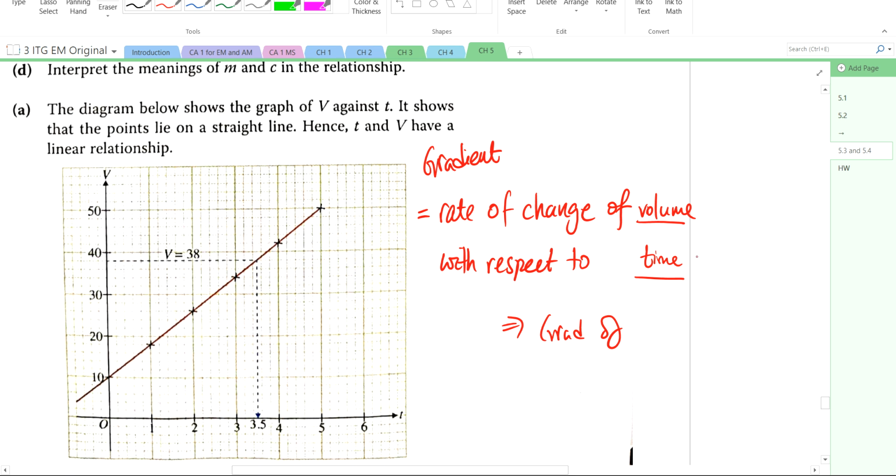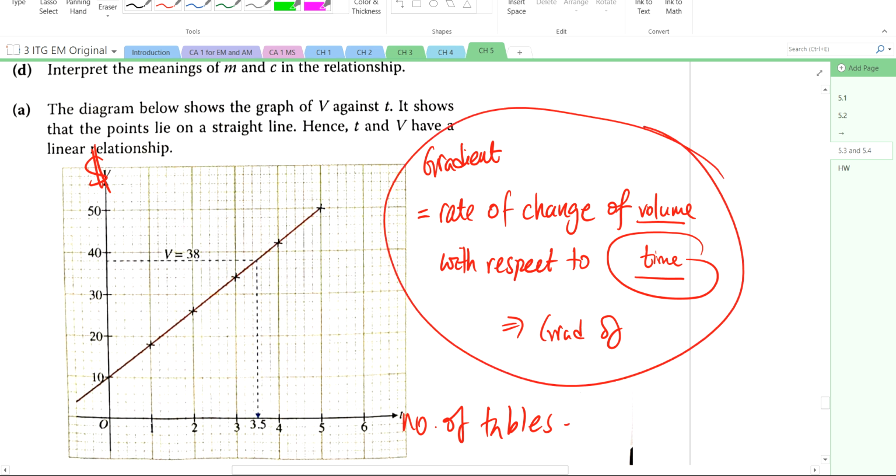This is particularly useful when the horizontal axis is t. But sometimes it is not t. Sometimes it can be things like money. And over here, this could be a number of tables, for example. So then you must tell me that the gradient refers to the cost per table, something like that. Understand? You cannot tell me rate of change of money with respect to what change of table. So you must make sense of the question first. This is useful if the horizontal axis is time. Can? Okay.